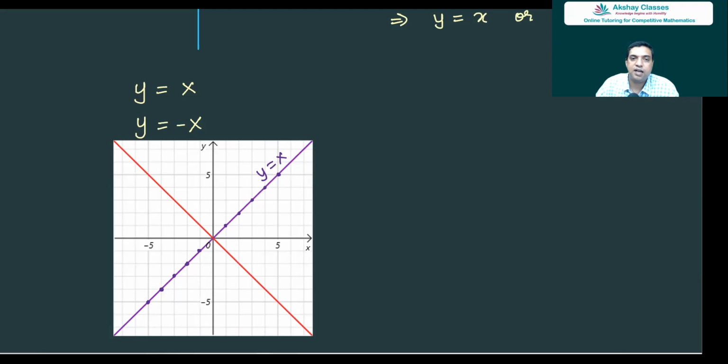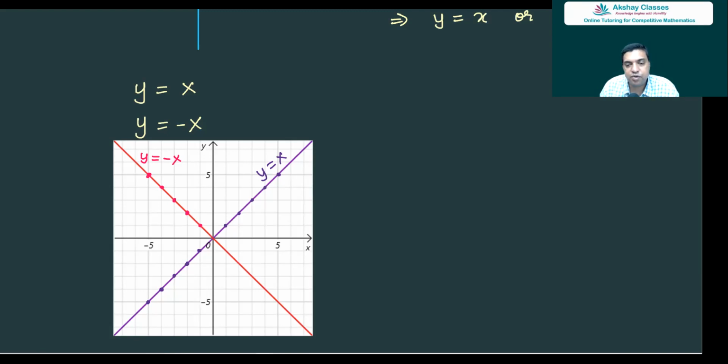All right. And this is the line y is equal to minus x. So if x is equal to minus 1, y is 1. If x is equal to minus 2, y is equal to 2. When x is equal to minus 3, y is equal to 3. x is equal to minus 4, y is equal to 4. x equal to minus 5, y equal to 5.